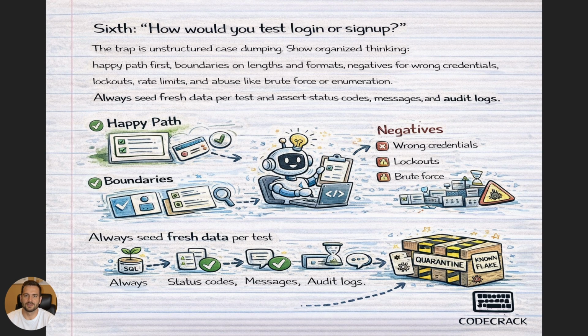Sixth, how would you test login or sign up? The trap is unstructured case dumping. Show organized thinking. Happy path first, boundaries on lengths and formats, negatives for wrong credentials, lockouts, rate limits, and abuse like brute force or enumeration. Always seed fresh data per test and assert status codes, messages, and audit logs.